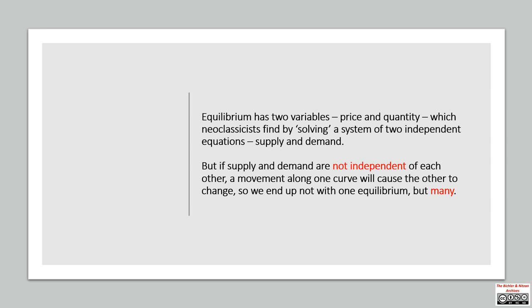Now, for argument's sake, let's assume that we do know supply and demand, and that the market is always in equilibrium. Unfortunately, though, even that is not enough. Equilibrium has two variables, price and quantity, which neoclassicists find by solving a system of two independent equations, supply and demand. But if supply and demand are not independent of each other, a movement along one curve will cause the other to change. So we end up not with one equilibrium, but possibly with many.